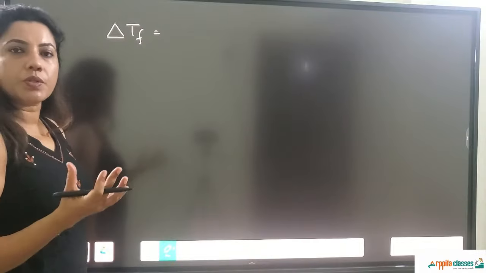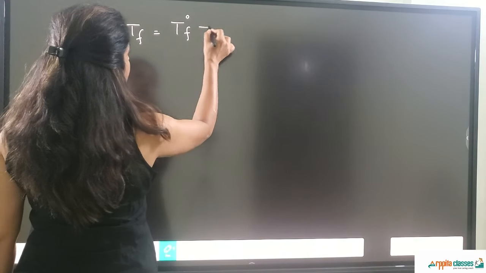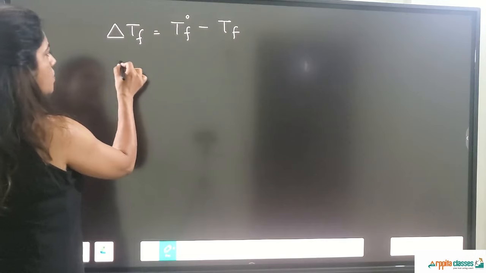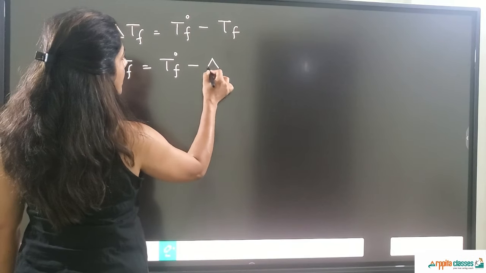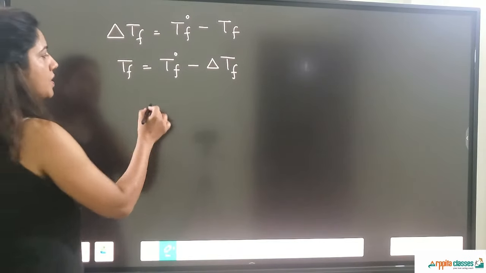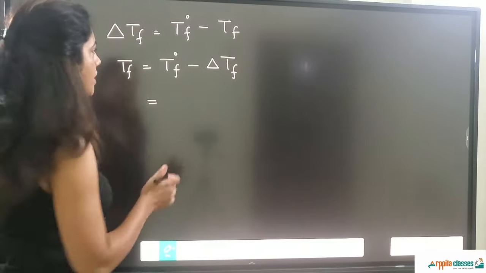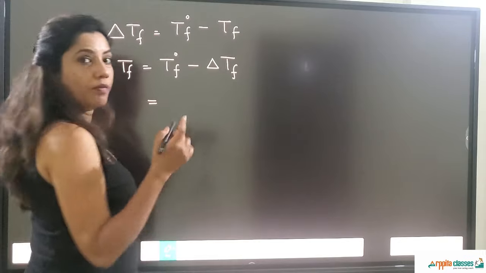For Tf we know that delta Tf is the freezing point depression. That means the solution's freezing point will be depressed. It is the pure freezing point of the solvent minus the freezing point of the solution. So freezing point of the solution will be pure freezing point of the solvent minus delta Tf. I rearranged this. Now since it is water, the pure freezing point of water is 0 degrees Celsius.